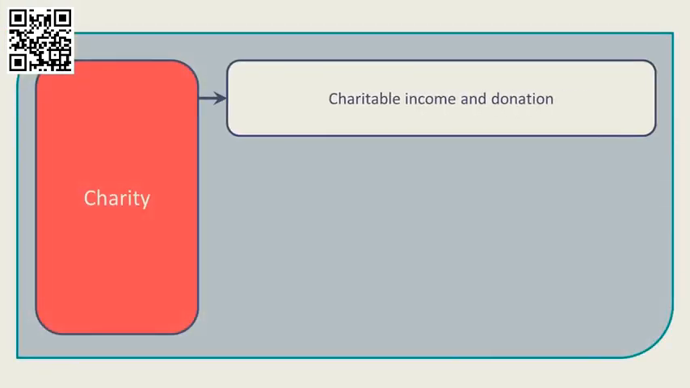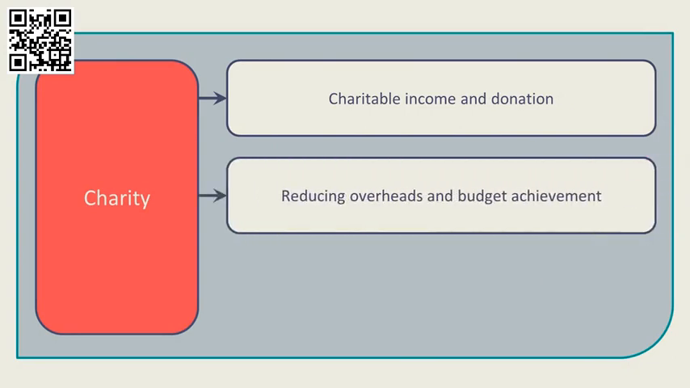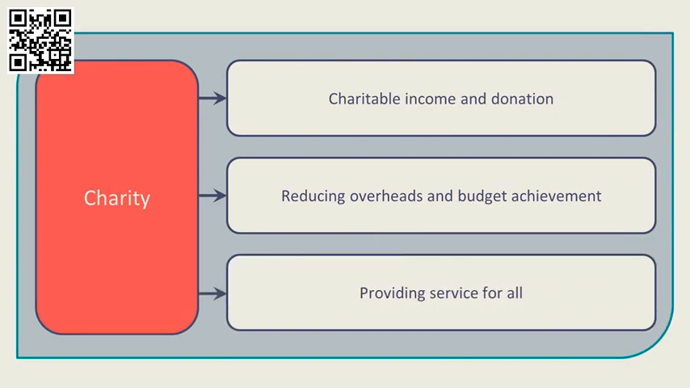For example, a charity may well have financial measures concerning charitable income donation and reducing overheads, but it will also have measures concerned with providing a service for local people, maybe the elderly, or perhaps protecting the environment. A hospital will have financial measures concerning costs and budget achievement, but will also have measures concerning, say, reducing waiting times for patients and providing good quality health care for all.